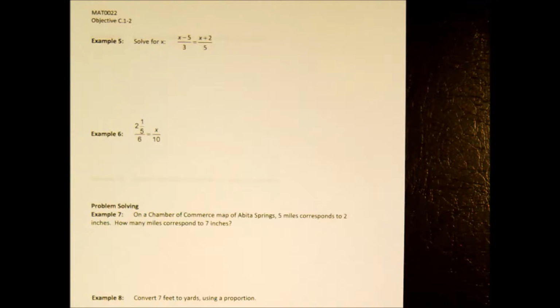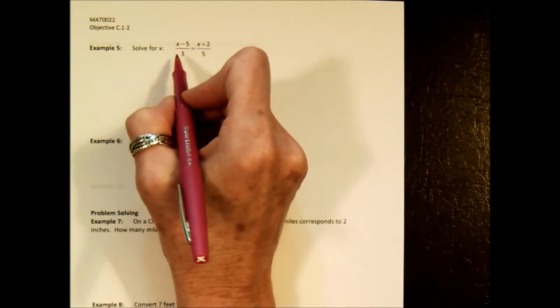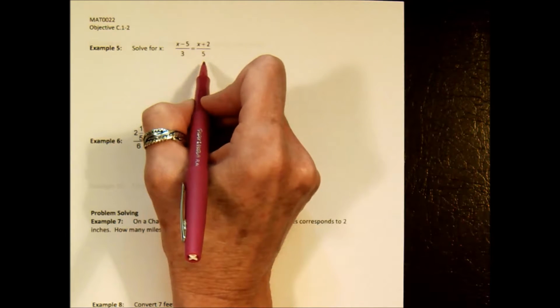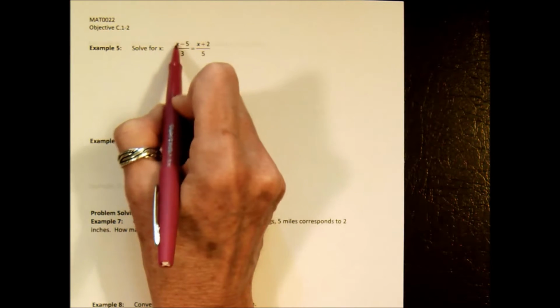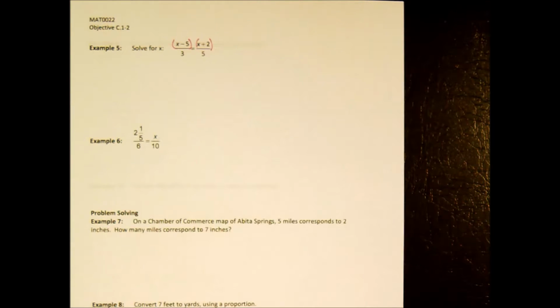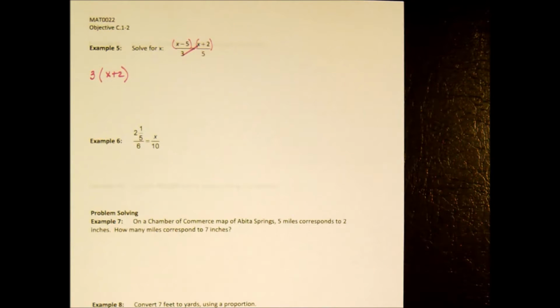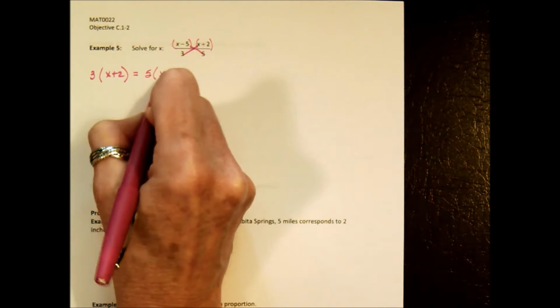So let's try another one of those using the rule of cross products to solve a proportion. On the next page, I have x minus 5 over 3 equals x plus 2 over 5. We're going to use the rule of cross products, but here we have to be careful because our unit in the numerators has something added or subtracted. So I'm going to put that in parentheses, and you're going to see why. Rule of cross products says 3 times (x plus 2). If I didn't have that parentheses there, you wouldn't know it was the distributive property. Equals 5 times (x minus 5).